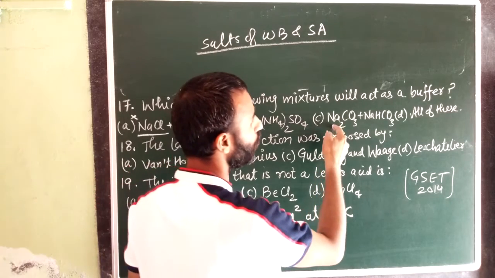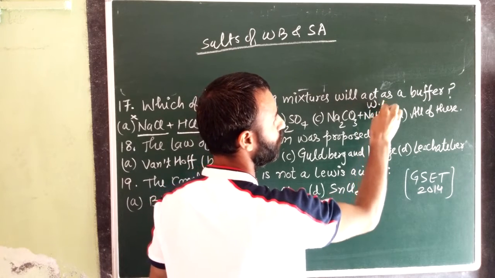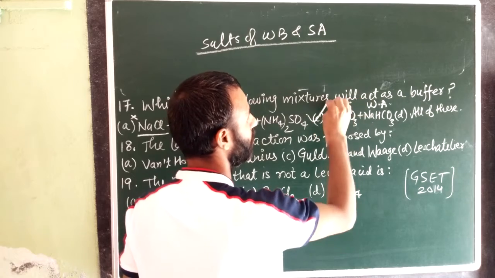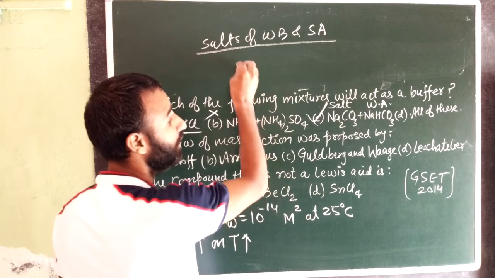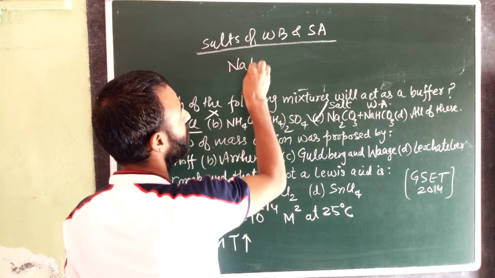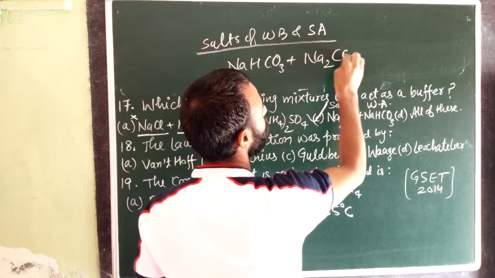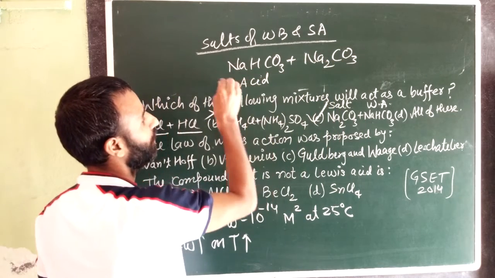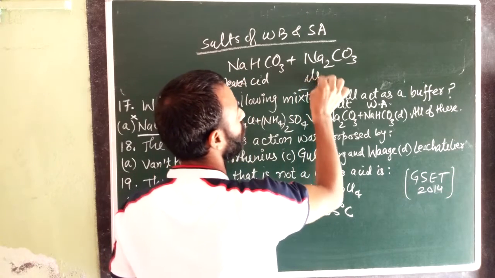Next, sodium bicarbonate NaHCO3. You know, it acts as a weak acid and it's a salt. So this is the buffer solution. Got it? Otherwise both are salts, but this is an acid salt and this is a normal salt. Acid salt acts as acid here, and which acid? Weak acid, and it's a salt.